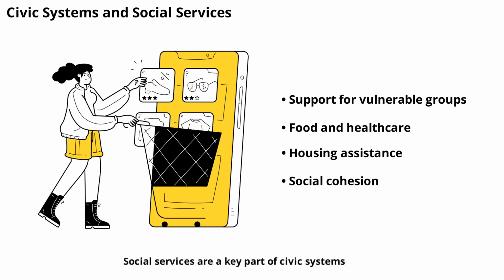Social services are a key part of civic systems. Governments provide support for vulnerable populations, including children, the elderly, and people with disabilities. Services may include food assistance, healthcare, housing support, and counseling. By addressing social needs, civic systems promote well-being and social cohesion.